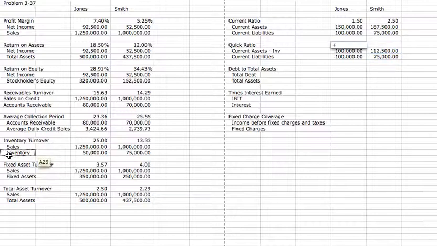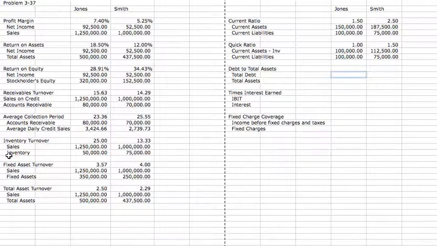So we just simply divide current assets minus inventory by current liabilities. And we see that Smith has the stronger quick ratio too, which is similar to the findings we have for the current ratio.